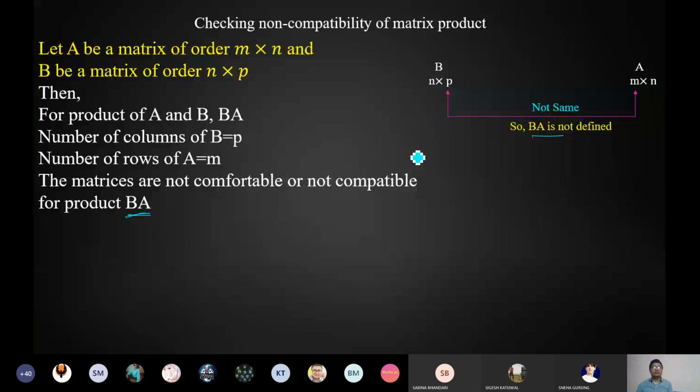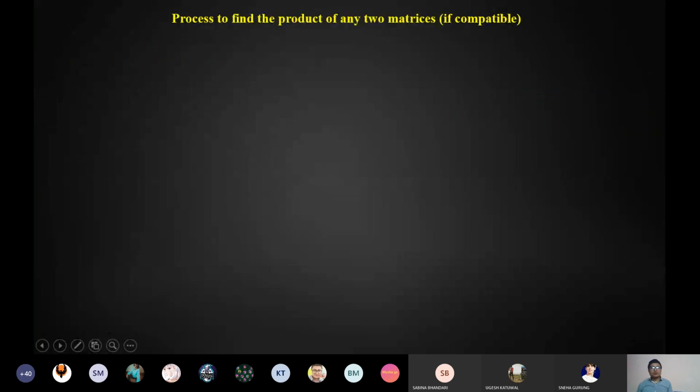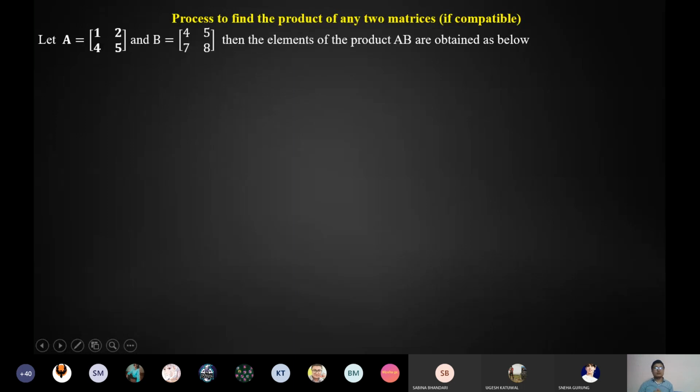So let's discuss the product, actual product, how the matrices multiply each other, how the elements multiply each other. Okay, you need to understand the core concept of the multiplication. This is very important. Process to find the product of any two matrices if compatible. If the product of any two matrices exists, then how to find it? Let me do it. Okay, I'll give you one example here.